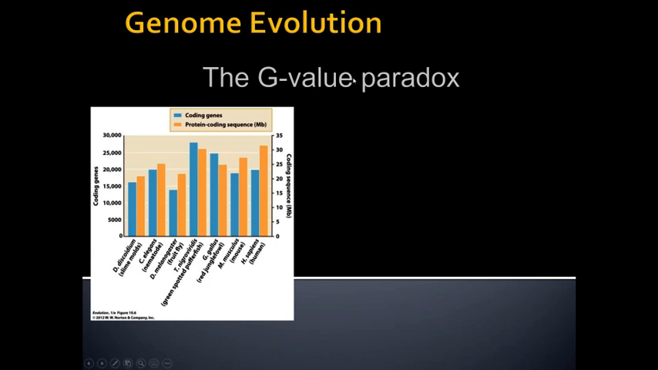Now, although in concept this is just about as simple as the C-value paradox, right? Don't get them confused. So review. C-value paradox, genome size is not predictive of complexity and vice versa. G-value paradox, the number of genes you have is also not predictive of complexity or vice versa. So the explanation for the G-value paradox is a little bit more complicated, and you need to know these three things.